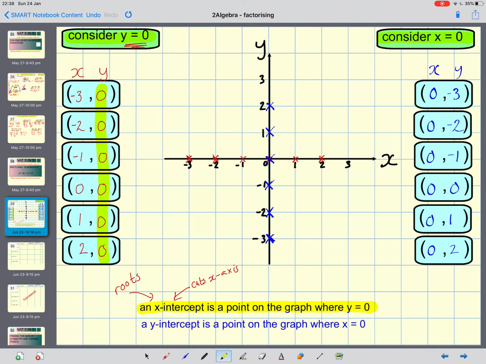And again, a y-intercept is a point on the graph where x is equal to 0. This is something we've not really looked at yet. It's a new thing. So if you substitute x is equal to 0 into a quadratic equation, you're finding the y value, and that is where it cuts the y-axis. So let's have a look at our next slide.